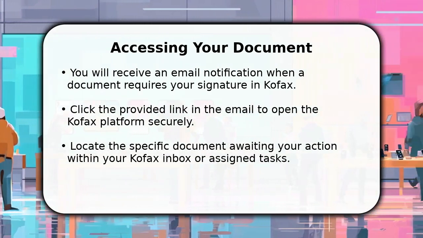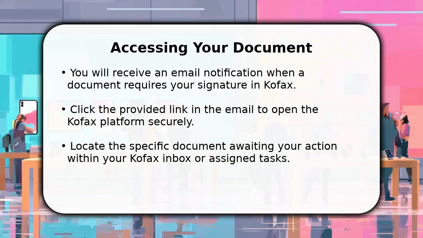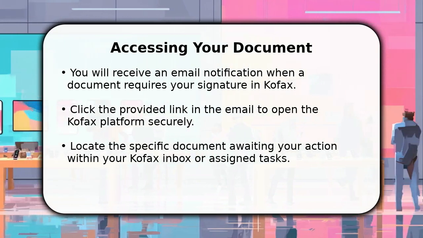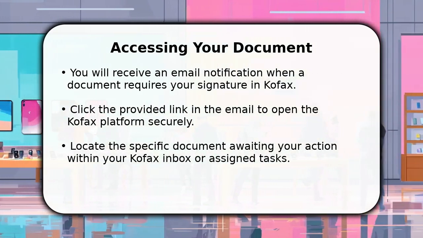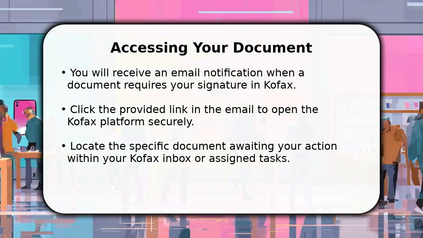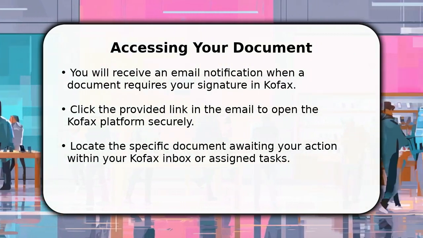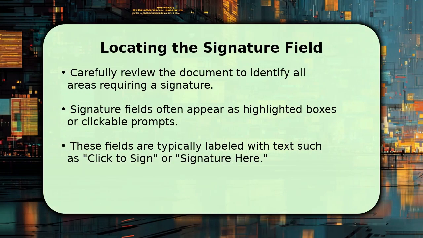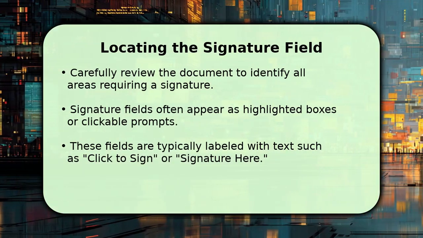Look for the document that clearly indicates it is awaiting your signature. It typically has a status like pending signature or action required. Double-click this item to open the document and begin the signing process. After opening your document, take a moment to read through its contents thoroughly.